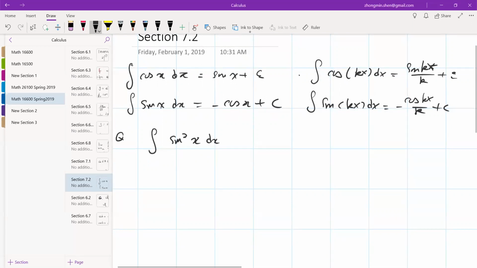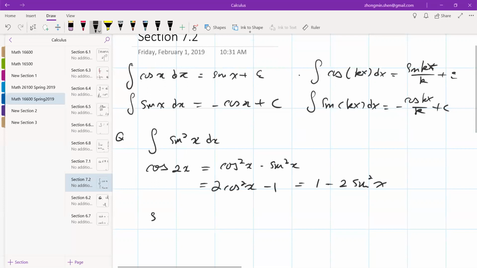So we do need some basic formulas from trigonometry. How can I convert sine squared x to a sine or cosine function without the square? We have to recall the formula cosine 2x equals cosine squared x minus sine squared x. Now it depends on which one you want. Cosine 2x is 2 cosine squared x minus 1, or if you want sine squared, it's 1 minus 2 sine squared x. So you have to memorize those formulas. Another formula is sine 2x equals 2 sine x cosine x, but we're not going to use it right now.